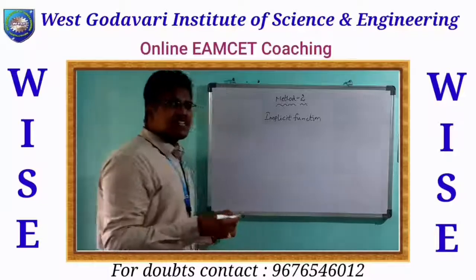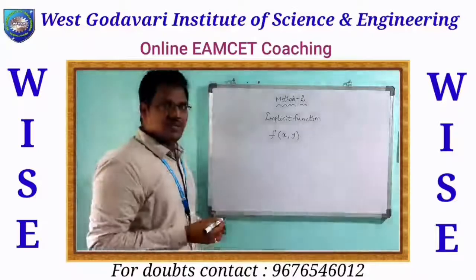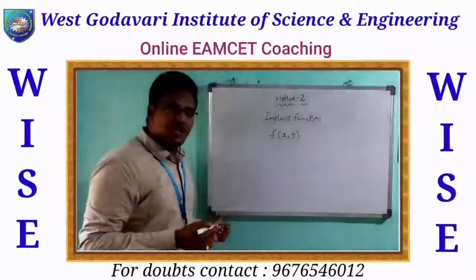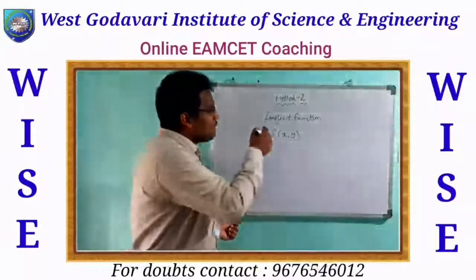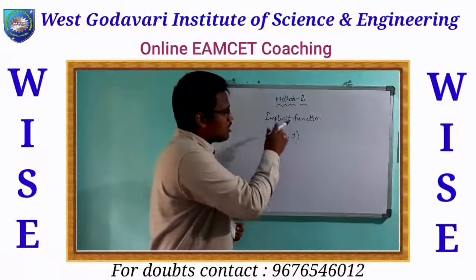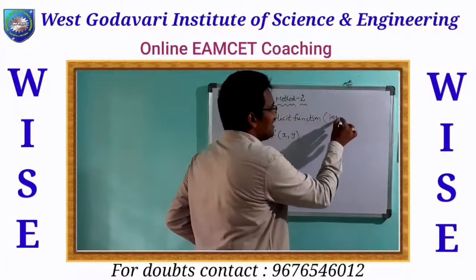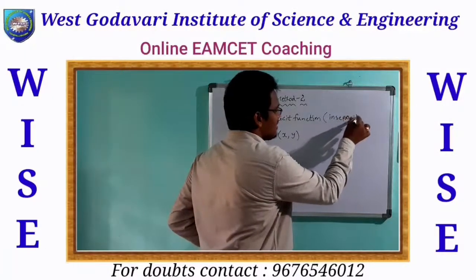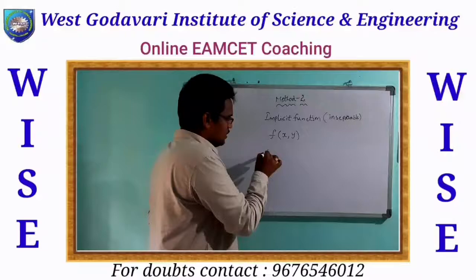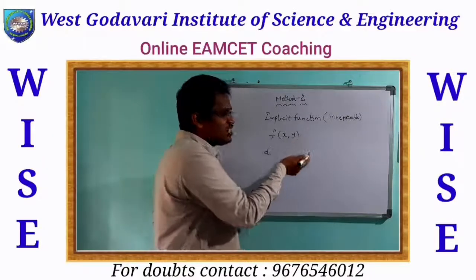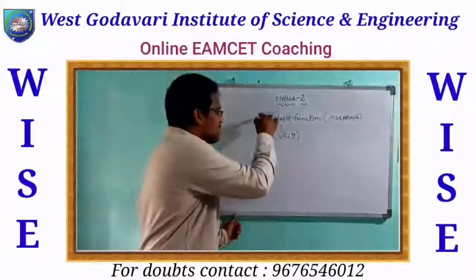Implicit function. Implicit function means suppose it has two variables, that is f of x comma y. So here x comma y are the two variables in the function. Not every function with two variables is an implicit function. The implicit function means the x and y variables are inseparable. Inseparable means x is not separated from y and y is not separate from x. Those functions are called inseparable functions or implicit functions.